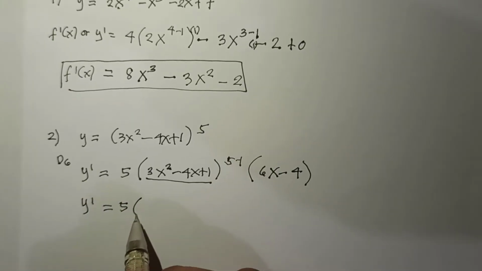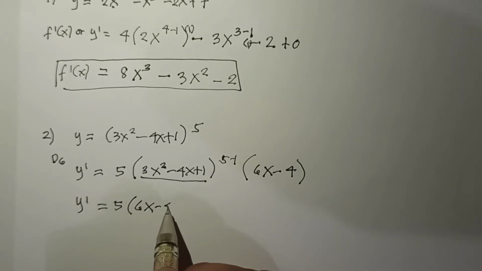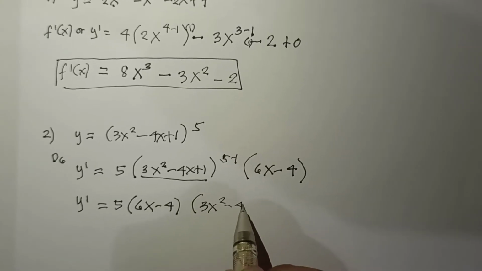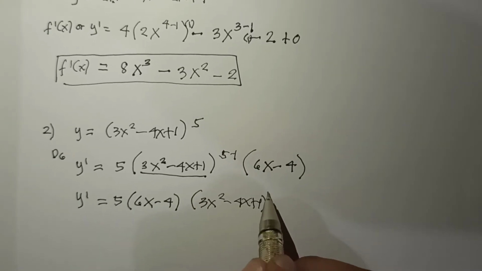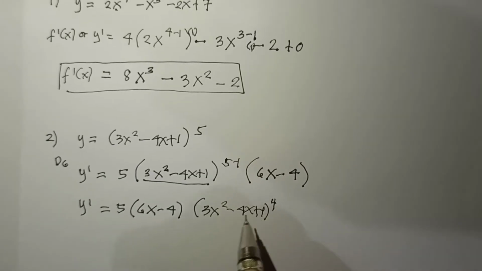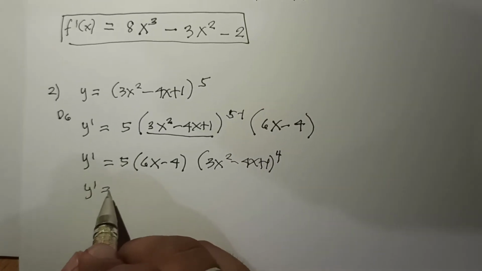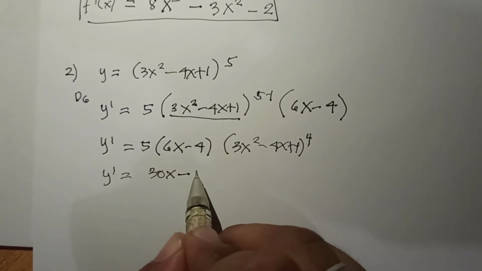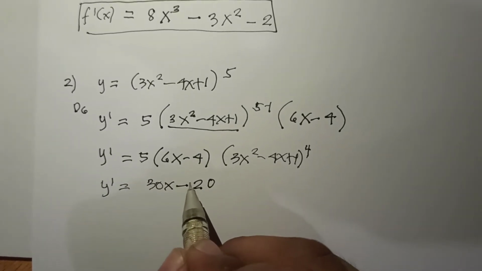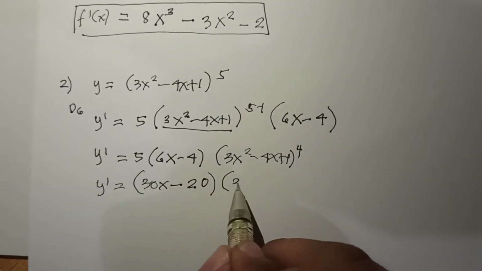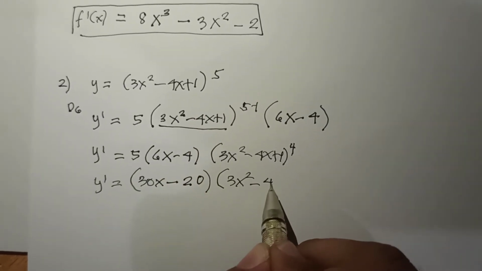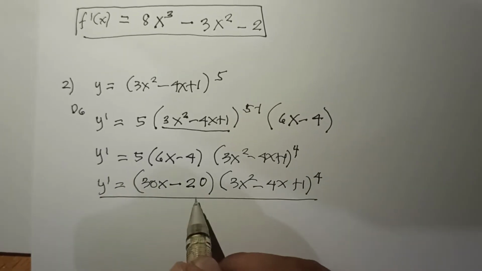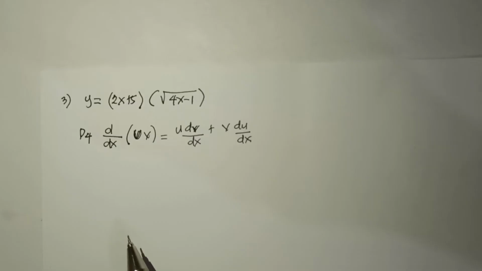Okay, so y prime is equal to 5 times 3x squared minus 4x plus 1 raised to 4, times 6x minus 4. So simplify: 30x minus 20 times 3x squared minus 4x plus 1 raised to 4. So this would be the final answer.